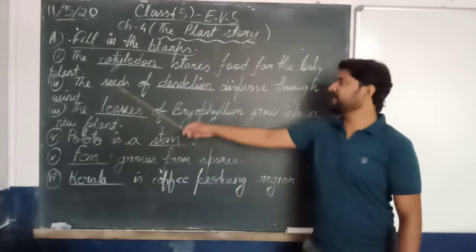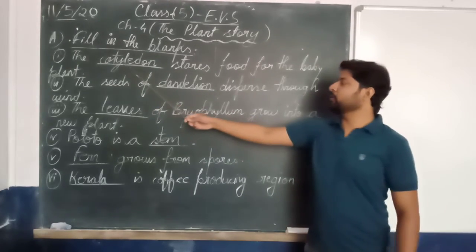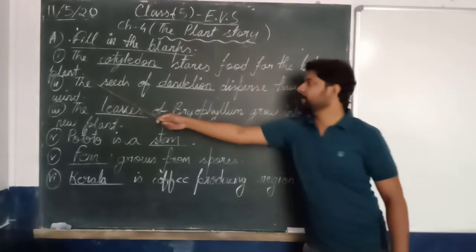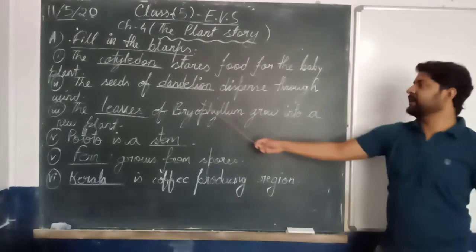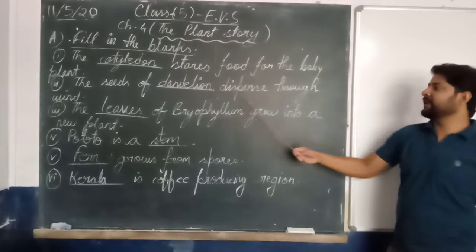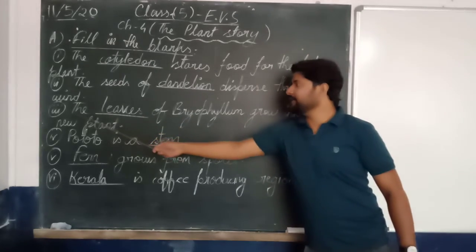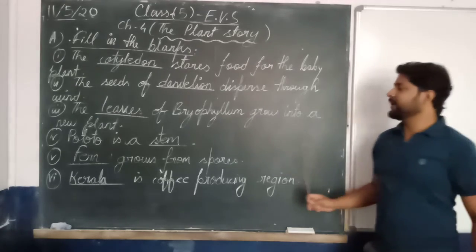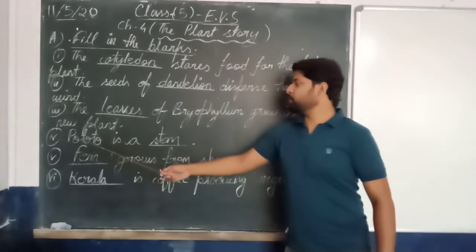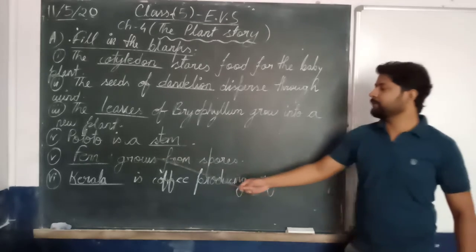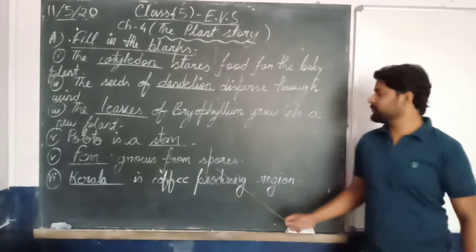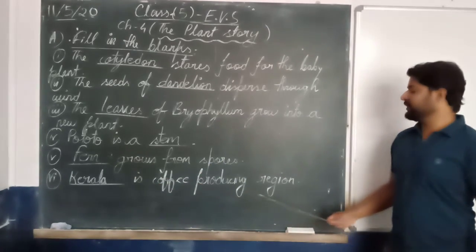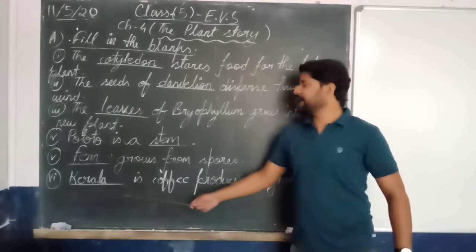One more time I am repeating the same. The cotyledon, C-O-T-Y-L-E-D-O-N, stores food for the baby plant. The seeds of dandelion, D-A-N-D-E-L-I-O-N, dispersed through wind. The leaves, L-E-A-V-E-S, of bryophyllum grow into a new plant. Fourth, potato is a stem, S-T-E-M. Fifth, fern grows from spores, F-E-R-N. Sixth, Kerala is the coffee producing region, K-E-R-A-L-A.